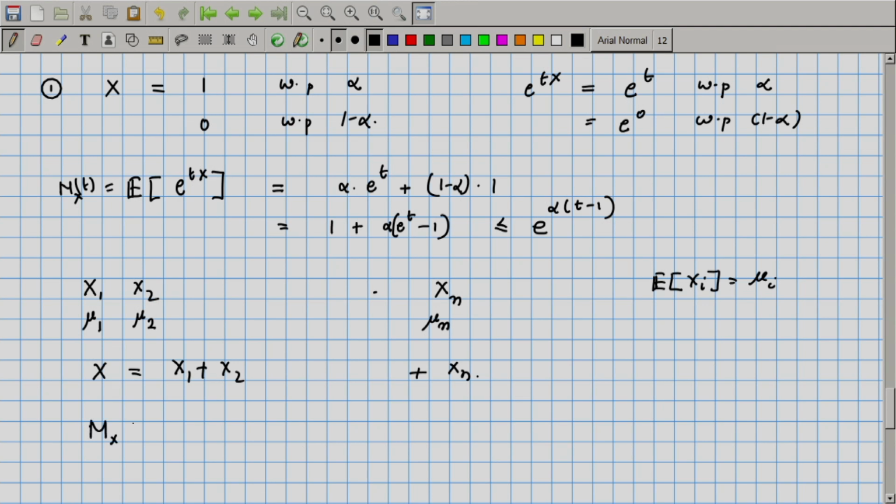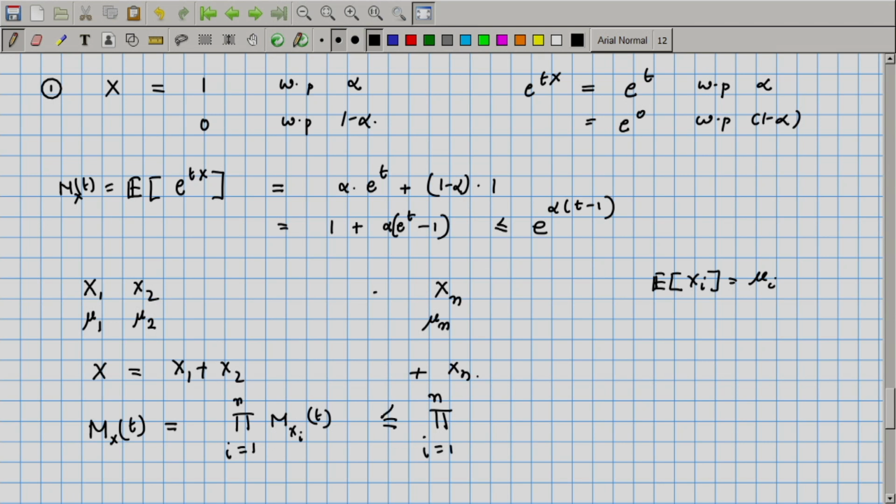Okay. And if you look at the random variable x equal to x1 plus x2 plus up to xn, the moment generating function of x is going to be, since these are independent random variables, just a product of the individual moment generating functions. So, if xi is the individual random variable, M_xi(t) will refer to the moment generating function of the ith random variable, and this is equal to the product, i going from 1 to n.